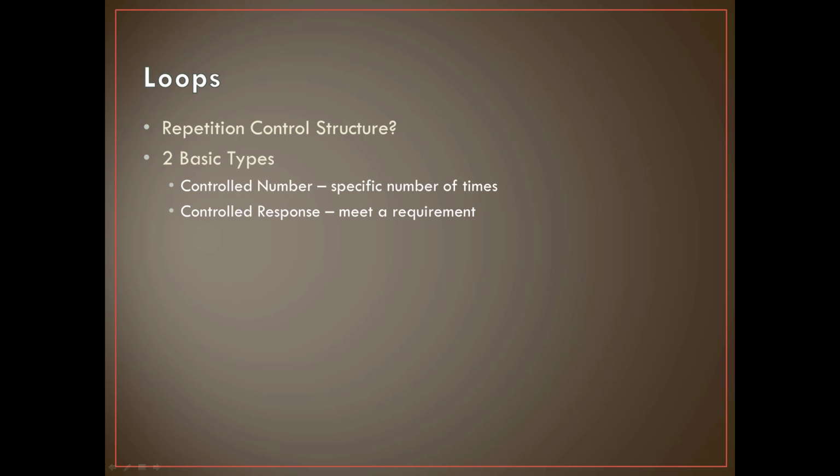The first one is controlled number, and that is essentially what I just said. I told you to say hello 3 times, or I'm telling C# to say hello 3 times. 3 is a specific number, and that's how many times it has to do it, and then it's done. This is complemented by a second type of loop, which is called the controlled response. Controlled response says you can do this 3 times, you can do it 18 times, you can do it 221, you can do it 1,000,000 times.